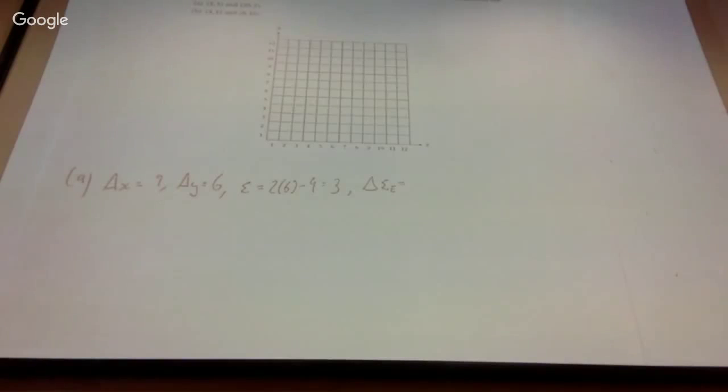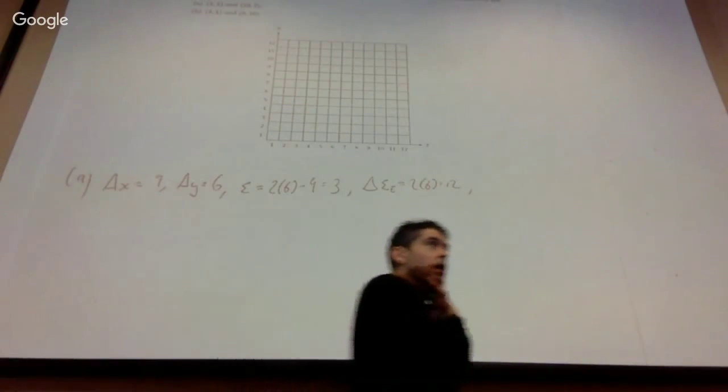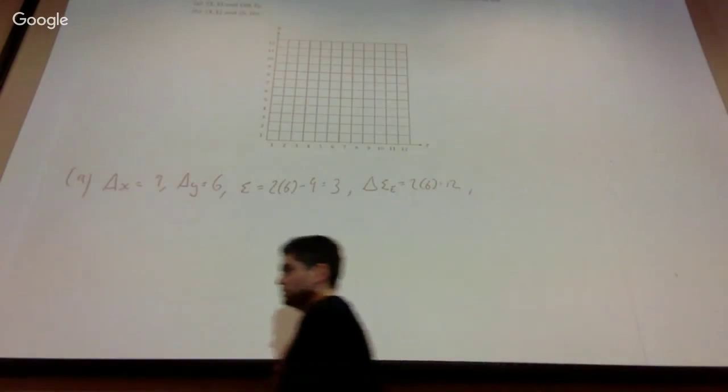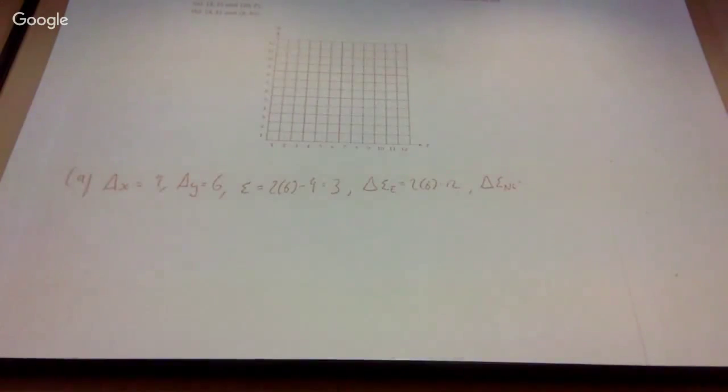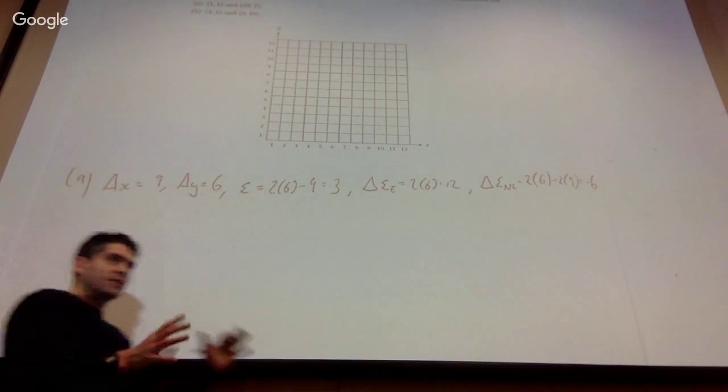You can also calculate the change in error if you went to the east pixel. According to Bresenham's algorithm, that's just 2 delta y. What about if we went to the northeast pixel? The change in error for the northeast pixel is 2 delta y minus 2 delta x. That's 2 times 6 minus 2 times 9, so that's 12 minus 18, which is minus 6. That's all the information we need to start with.